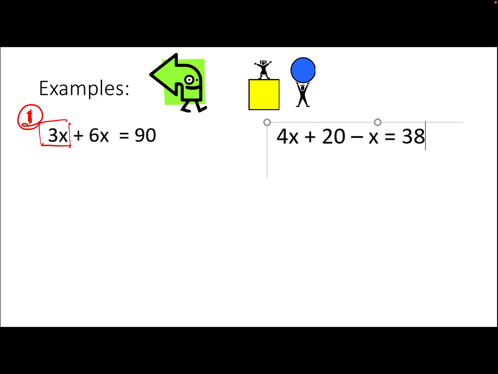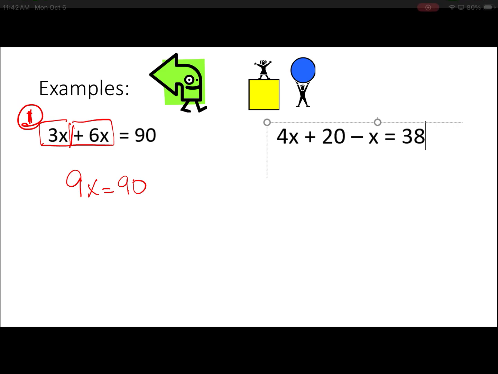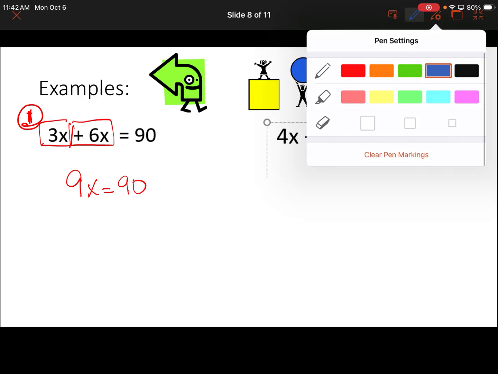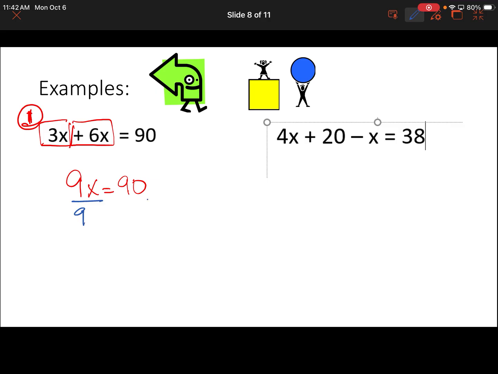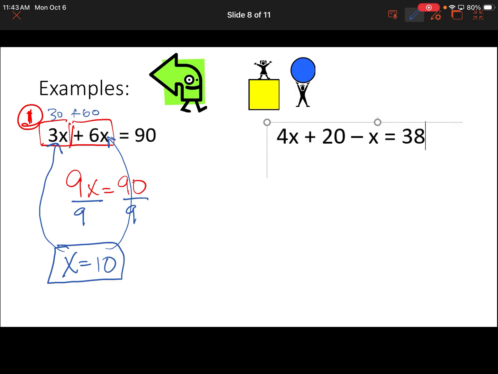I have 3x's here and 6x's here. How many x's do I have? 9x is 90. And now I have a one-step equation that we solved several times last week that we should be good to go on. I'm going to divide both sides by 9. X equals 10. Do we all agree? Now remember, you can always plug this in and double check it. That would be 30 plus 60. Is 30 plus 60 90?